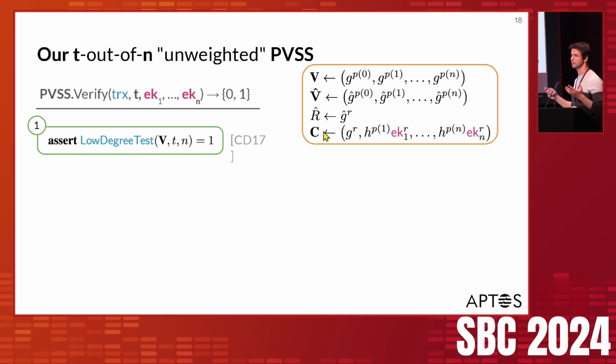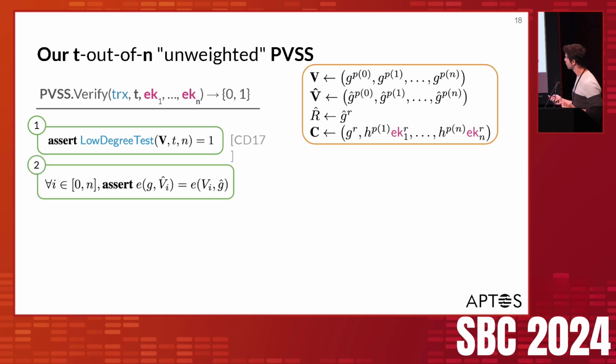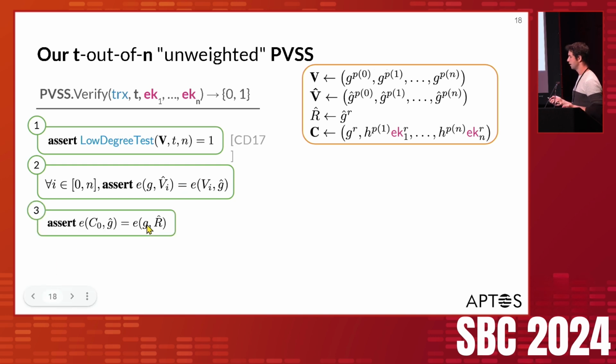That's what this does. It does it via multi-exp, so it's very efficient. And then we're going to check that these shared commitments have the same thing in the exponent using a pairing. So this just checks that VI and VI hat commit to PI in the exponent. And then we're going to do the same for this El Gamal randomness here. We're just going to check that it has R in the exponent.